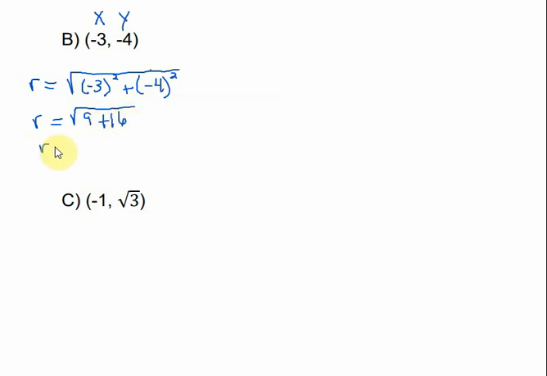Okay, so we're going to do the same thing in B. Again, this is my x, this is my y, so we need to find r. Okay, so r is going to be the square root of -3 squared plus -4 squared. Okay, so that's 9 plus 16, which is 25, and we know that the square root of 25 is 5. Okay, so that's my r.